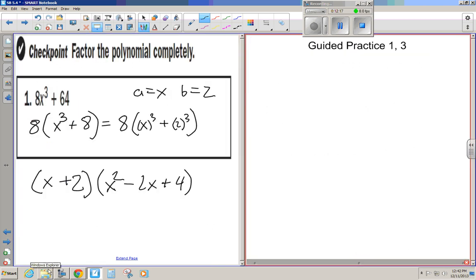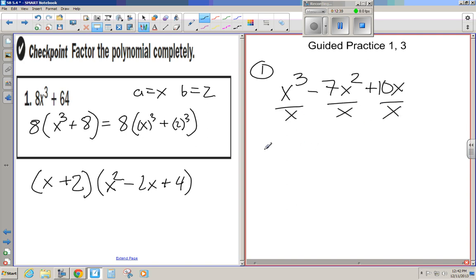Guided practice number 1. This is number 1. All right, we can't factor this as is, but we can factor out a monomial. All of these are divisible by x. So take out an x. Once that happens, you should start to look, and you can use Waddell's method. You could use completing the square.